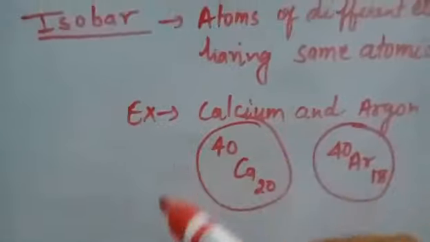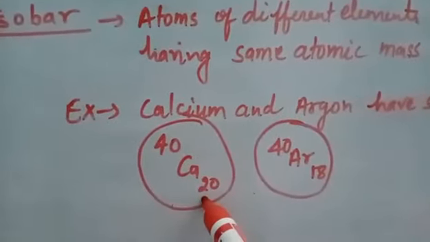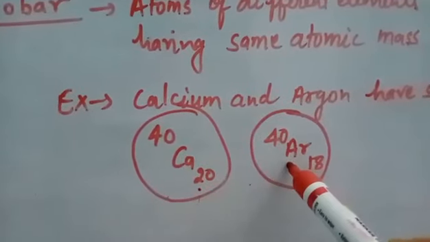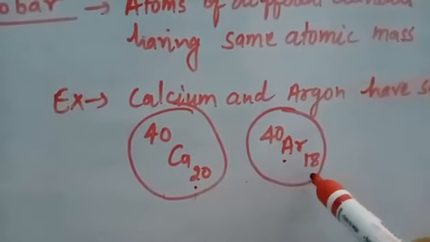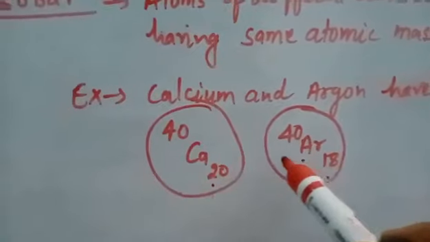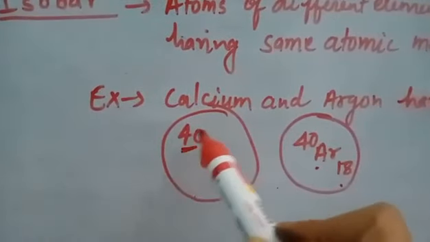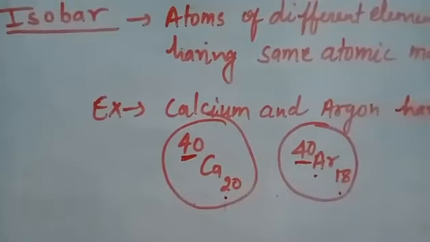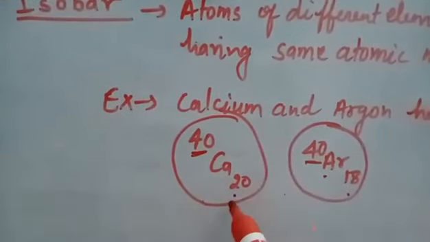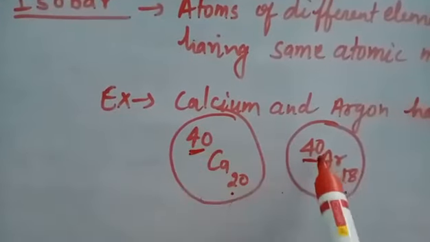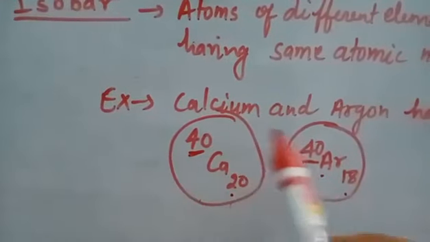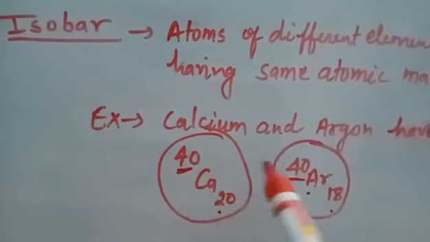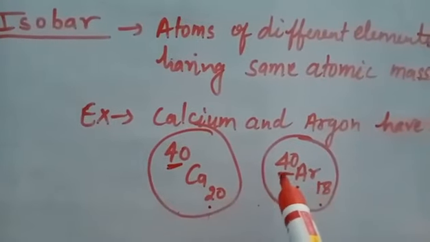We'll see it in symbols only. Calcium is an element whose atomic number is 20, and argon is also an element whose atomic number is 18. But if you see the atomic mass, both atomic masses are the same. So these are two different elements having the same atomic masses. Those types of atoms of different elements having the same atomic masses are called isobars.